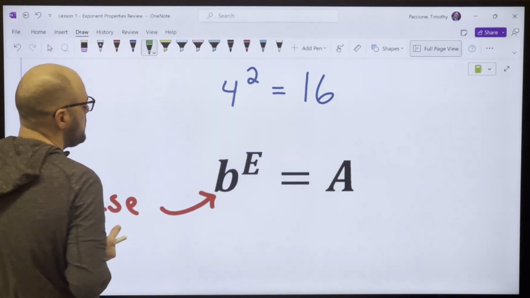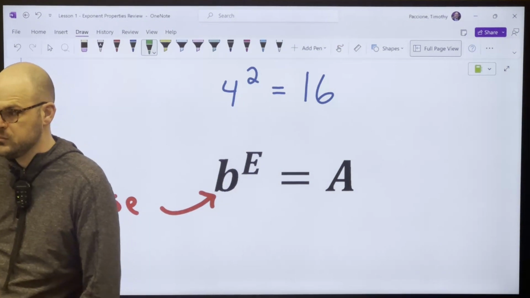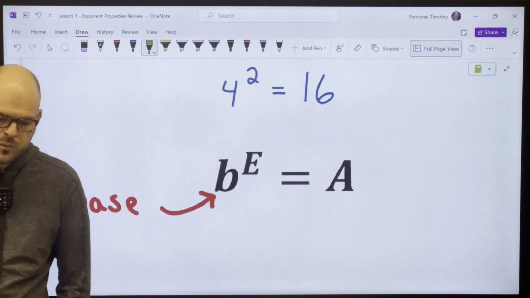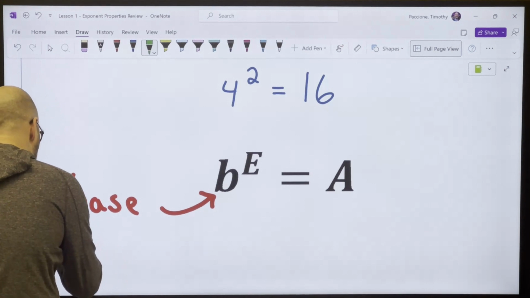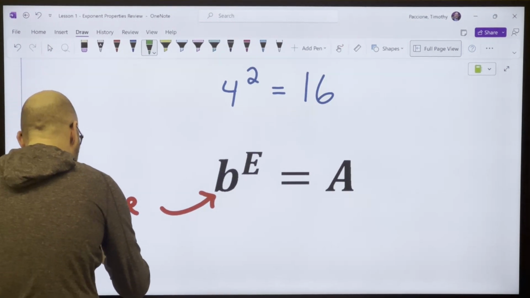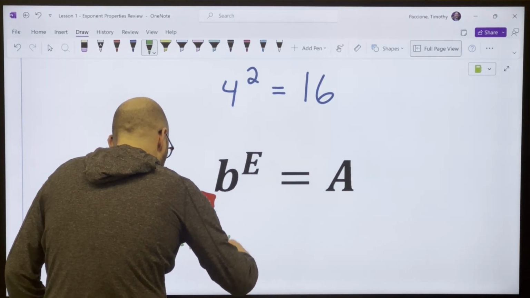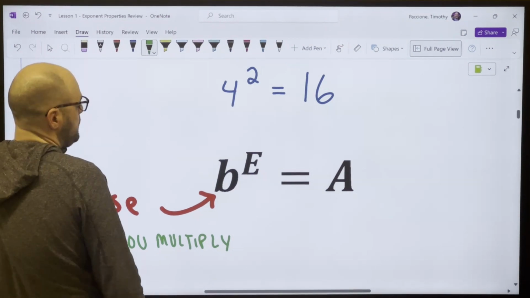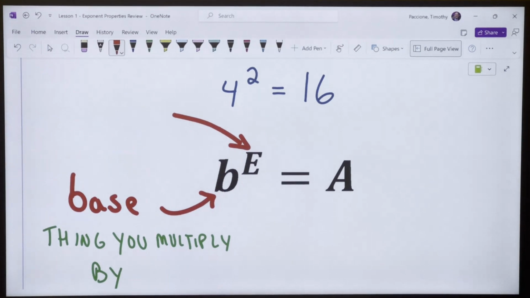And the base, what does it do? What do we do with it? Like, for instance, with the 4, what happens with it? Yeah. You multiply it by itself however many times. So the base is the thing you multiply, right? It's the thing that's multiplying, the thing you multiply by. Okay, great, awesome. And then this piece, so the 2 or the e, that's the exponent, right?